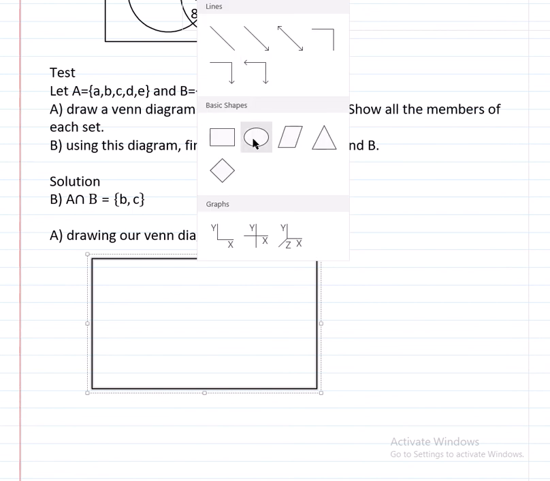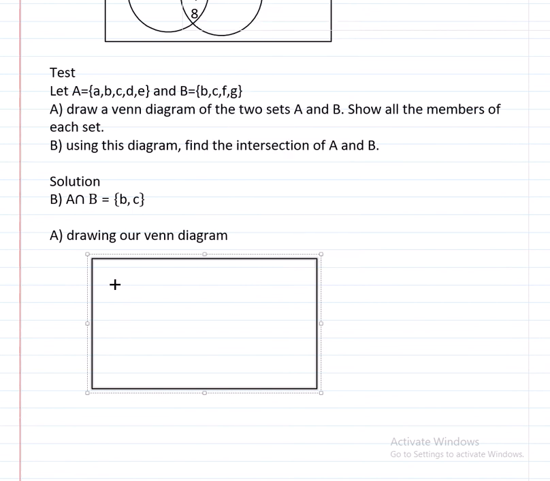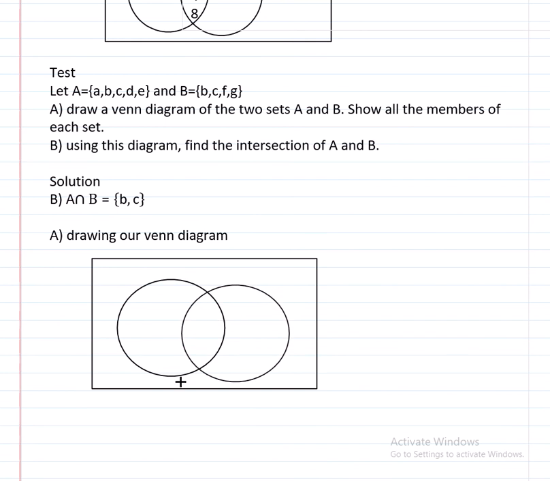Then we are going to draw the first set, which is our A. Then we draw our second set, which is our B. Because there's an intersection, we should draw them to intersect. Okay, alright, let me expand this more. Okay, so let's write as we do.